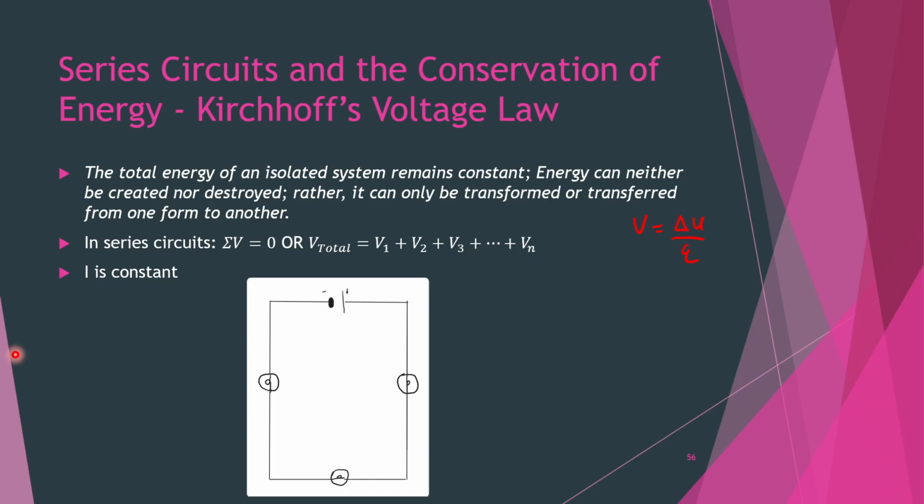Now, mathematically, this can be summarized two ways. Either the sum of all voltages is equal to 0, or the total voltage of the circuit is equal to the sum of all voltages of all of the components in series.